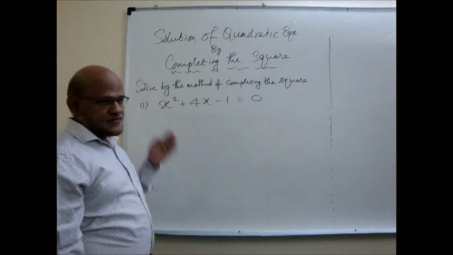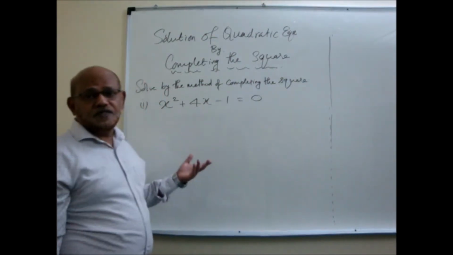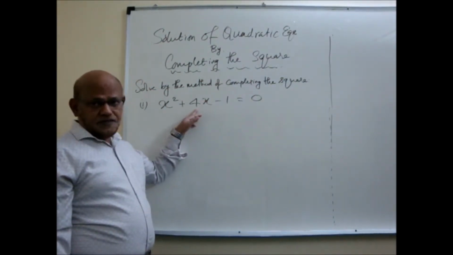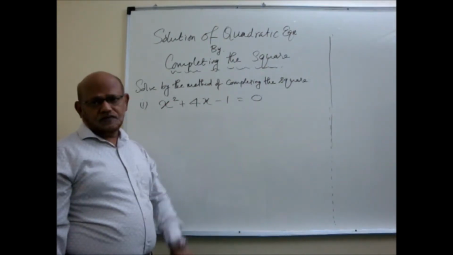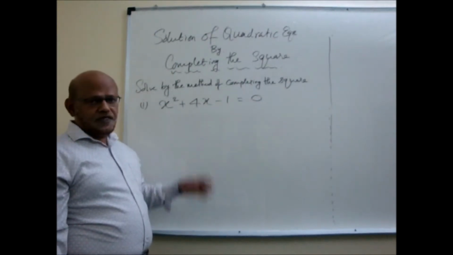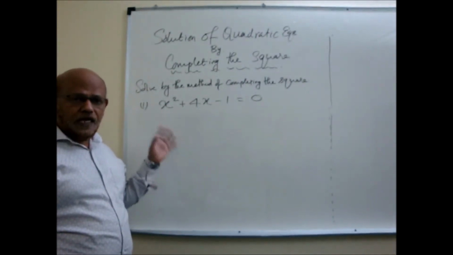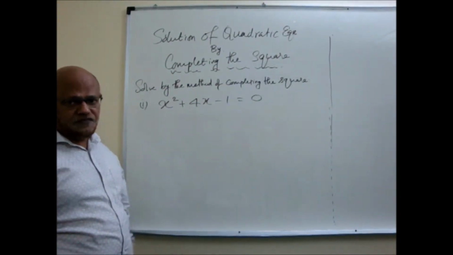For example, see this question. We need to factorize, but it's not possible. We don't have any integers which add to give 4 and multiply to give minus 1. So there is no integer like that. In that case, this completion of the square helps us. It has a step-by-step procedure we follow.